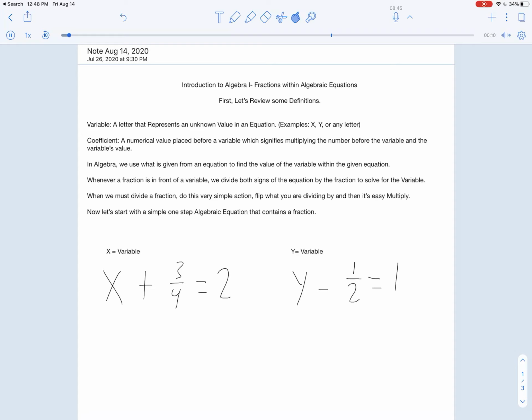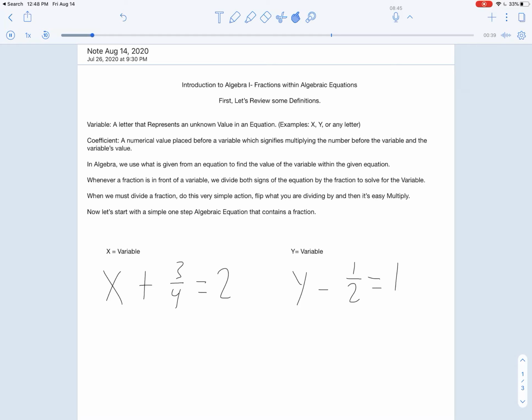First, let's review some definitions. A variable is a letter that represents an unknown value in an equation. Examples could be x, y, or any letter. A coefficient is a numerical value placed before a variable which signifies multiplying the number before the variable and the variable's value. In algebra, we use what is given from an equation to find the value of the variable within the equation. Now, here's a new part.